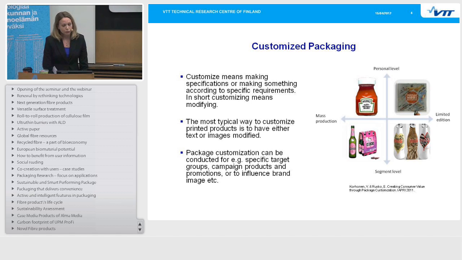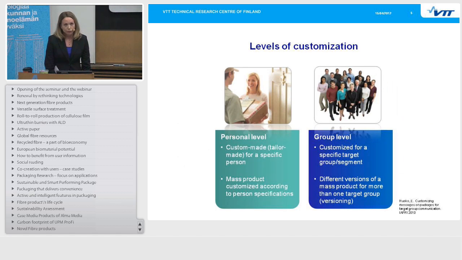We can divide the levels of customization into personal level and group level. At personal level, there are two options: to custom-make the package for a specific person. This case relates to when we have the product also custom-made for only one person. So we would have a unique product that would need a unique packaging. So a very rare example. But on the personal level, we also have another option, which is to use a so-called traditional mass product and customize it according to the person's specifications.